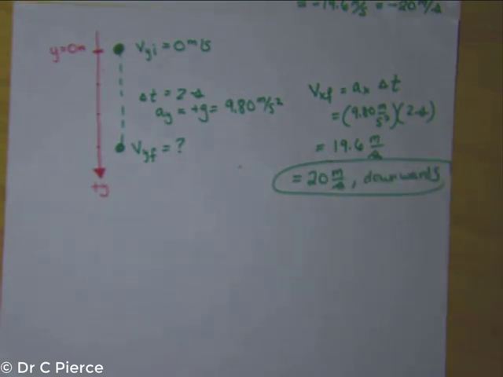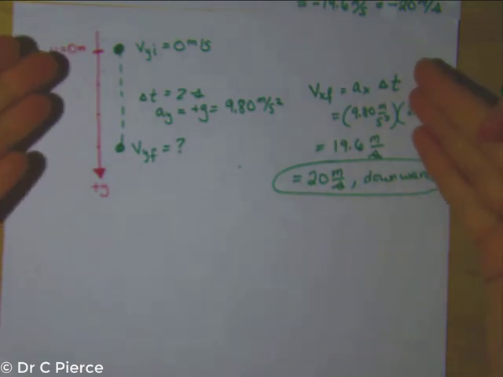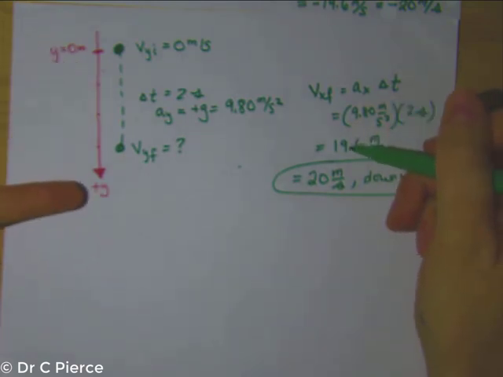So we end up with the same answer, 20 meters per second downwards. But in the first case, the first student who did that ended up with a negative value to indicate that. And somebody else doing it this way would end up with a positive value to indicate that.